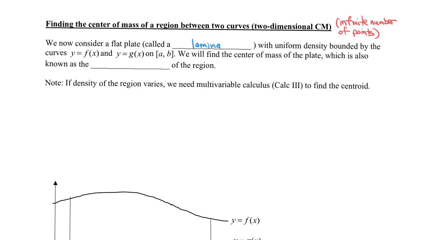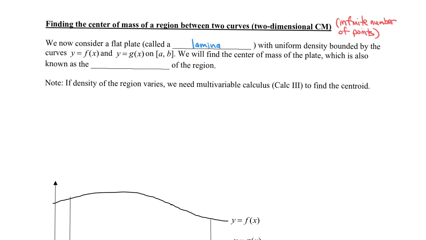It's a flat plate with uniform density. Another thing that we always need is uniform density. If you want the density to change, that requires another variable. That also requires multivariable calculus. So when you do center of mass in Calc 3, you'll have some other things to consider. But for us, we've got this flat plate called the lamina with uniform density, so the density is the same everywhere, bounded by a couple of curves, y equals f of x and y equals g of x on this closed interval AB.